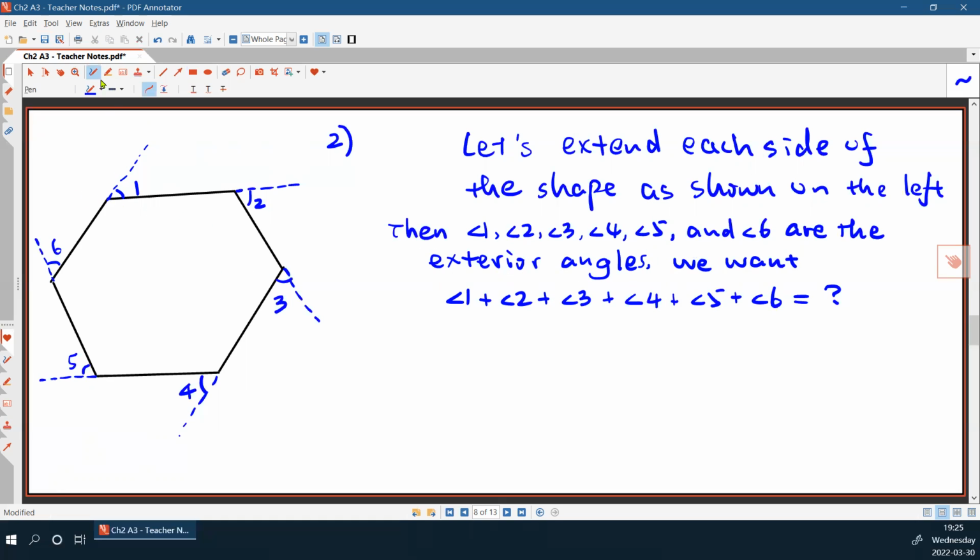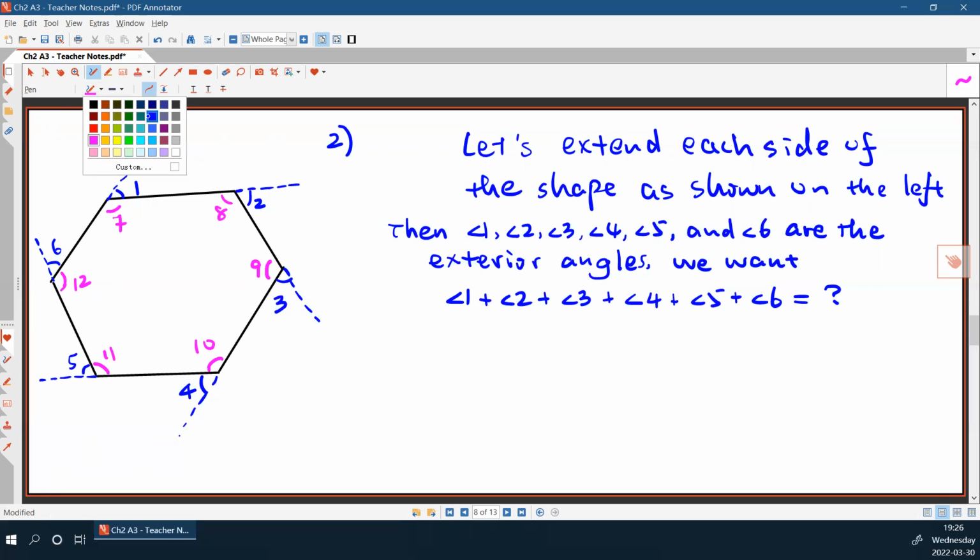Okay, in order to facilitate our discussion, let's call this angle here 7. This angle here is 8. This angle here is 9. And this angle here is 10. And this angle here is 11. And this angle here is 12. And note that angle 1 is supplementary to angle 7, right? Angle 2 is supplementary to angle 8. 3 supplementary to 9. 4 supplementary to 10, 5 supplementary to 11, 6 supplementary to 12.